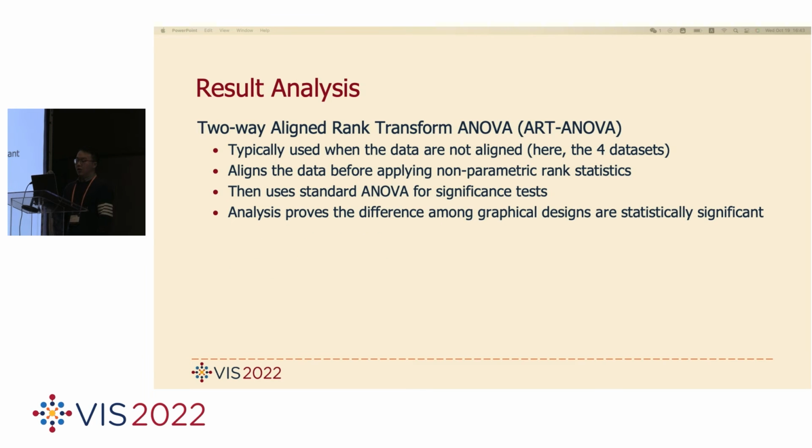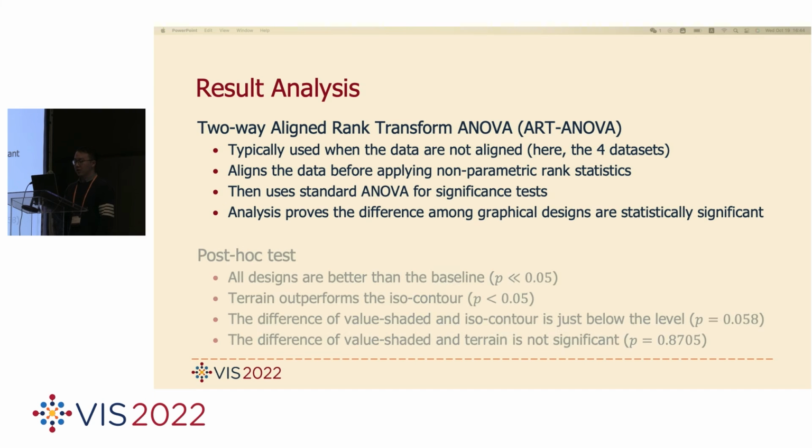So although we can find some superiority from the strip plot, we had to prove the superiority is statistically significant by some analysis. We first did a 2-way ART ANOVA, where ART stands for aligned rank transform. It is typically used when data is not aligned. Here the case is for data sets. And it shows that the differences among designs are statistically significant.